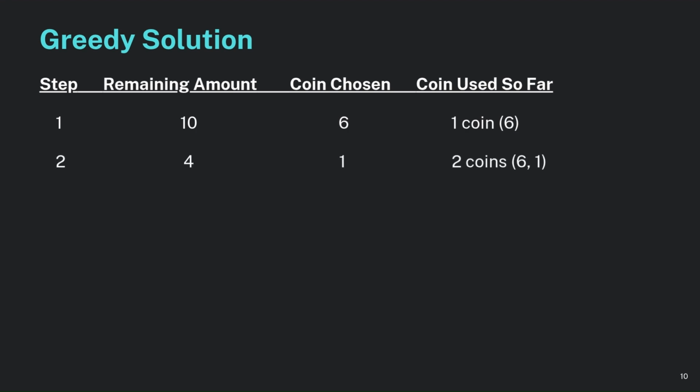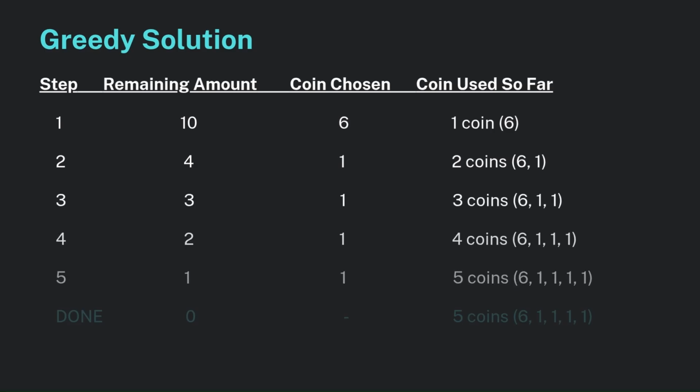In the next step, we are again looking at the list, but we can't use 6 and 5 anymore, since the remaining amount is smaller. So we need to use coin 1. We continue to do the same thing until the remaining is 0. As we can see at the end, we have used 5 coins by using the greedy approach.